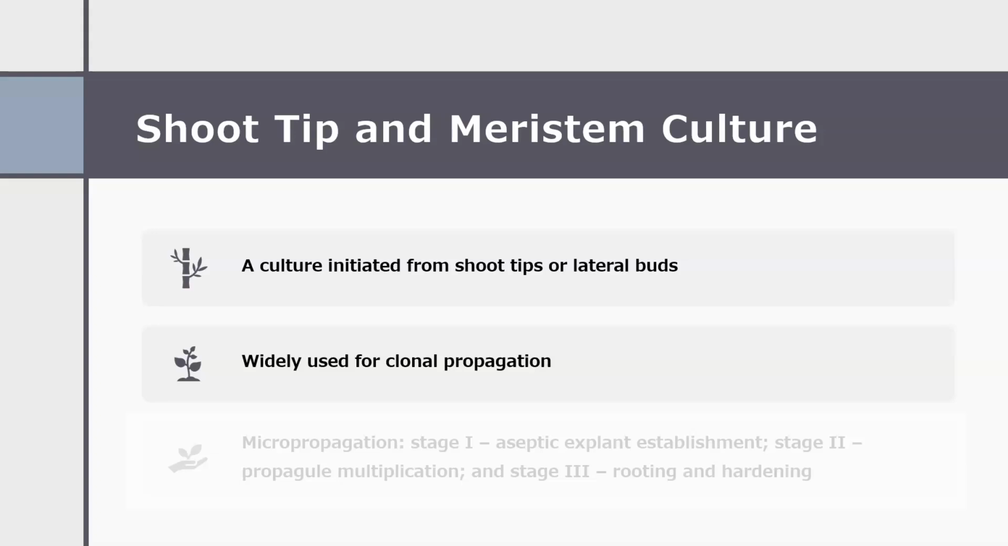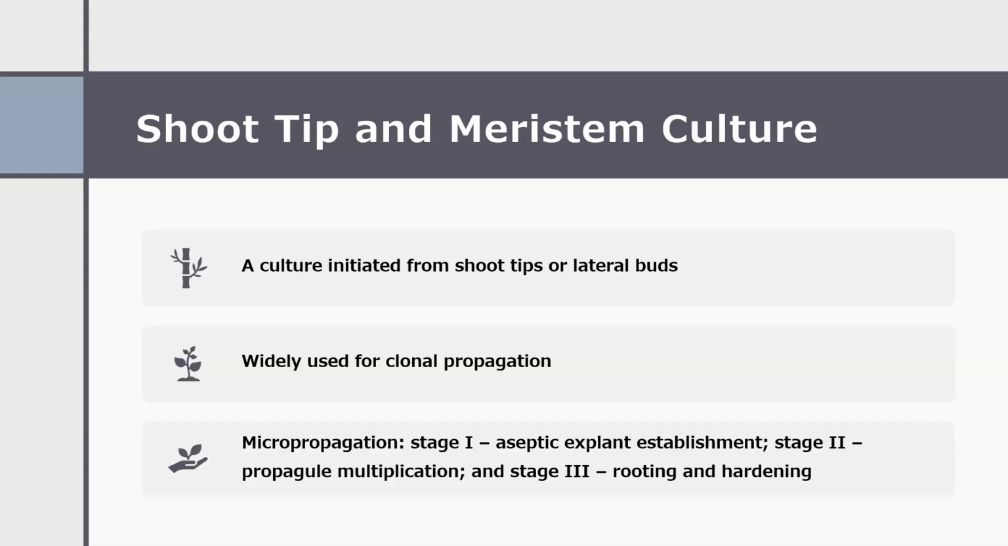Due to the small size of the propagules in culture, the in vitro propagation technique is also referred to as micropropagation. The process of micropropagation can be divided into three distinct developmental stages. Stage 1, the aseptic establishment of the explant. Stage 2, the multiplication of propagules, through repeated subculturing on a specific nutrient medium, and Stage 3, rooting, hardening of plantlets, and their transplantation into soil.